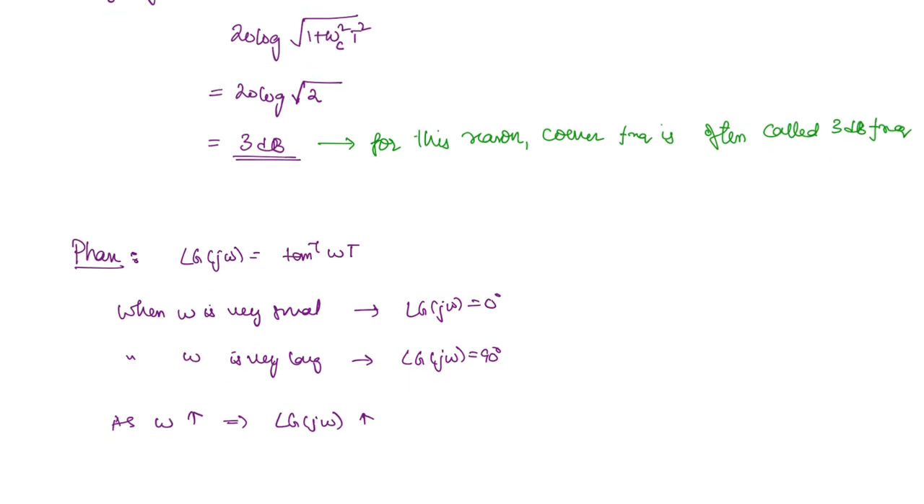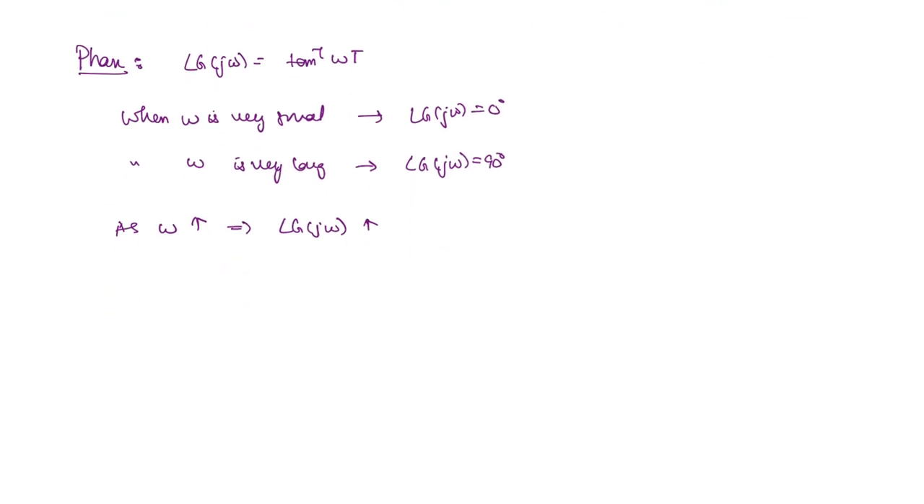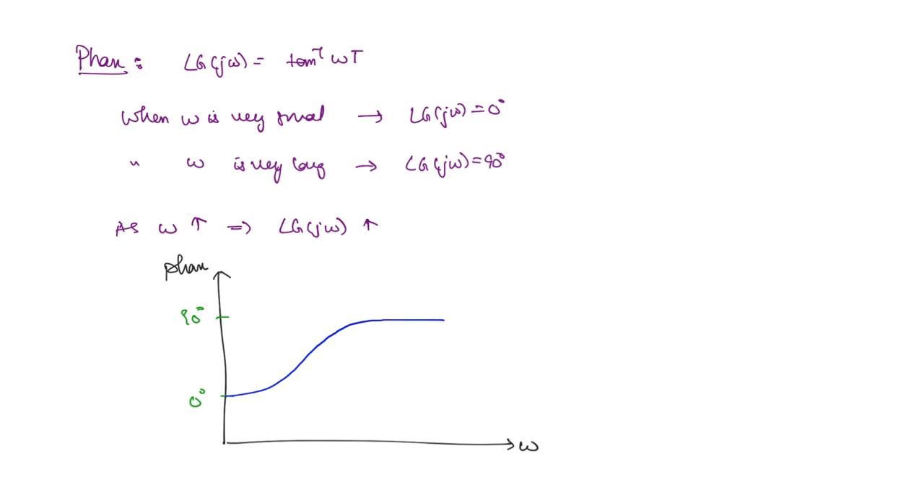Okay. So the phase plot, you can draw something like this. This is omega. This is phase. Now let us take this to be 0 degrees and this to be 90 degrees. Okay. So initially it will start at 0, then it will start rising, and then it will reach 90 degrees. Okay. So this will be the phase plot.